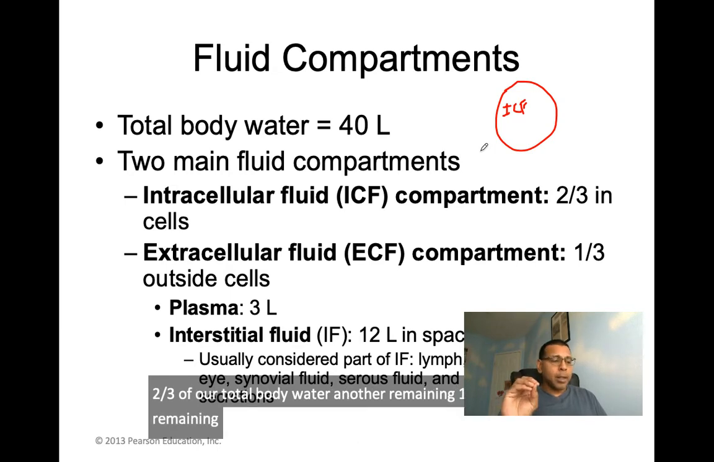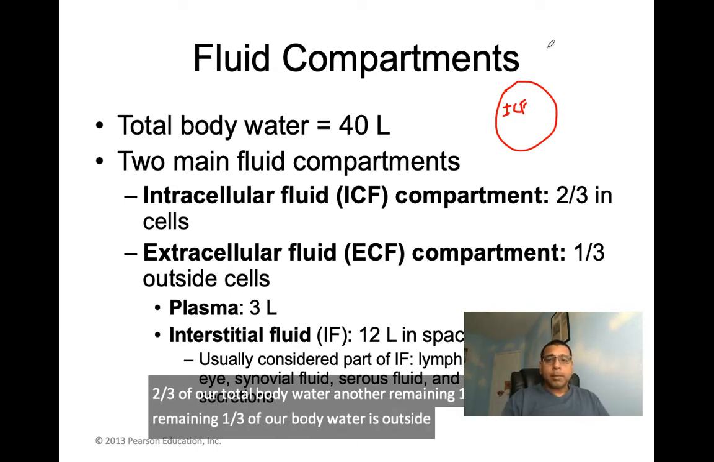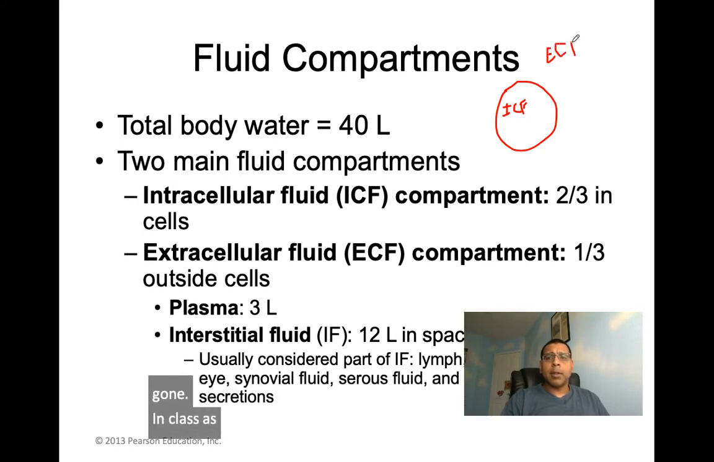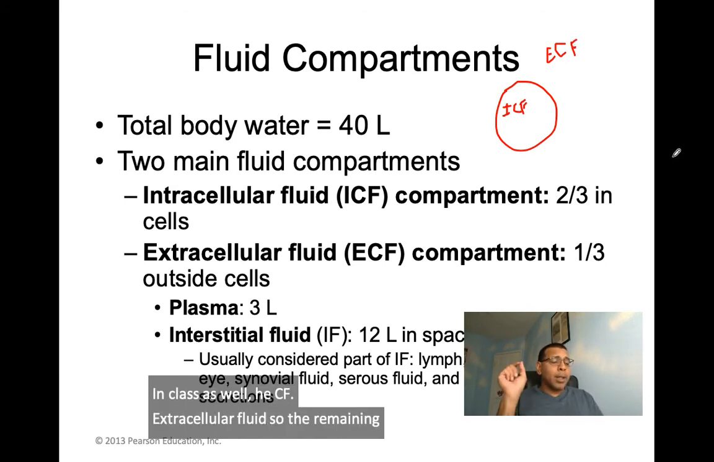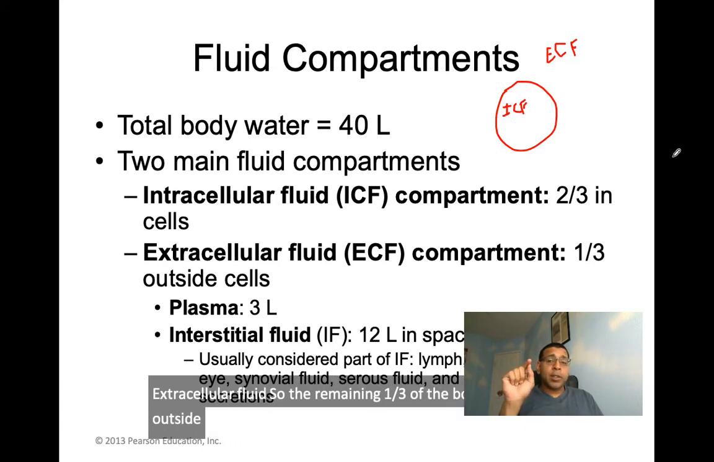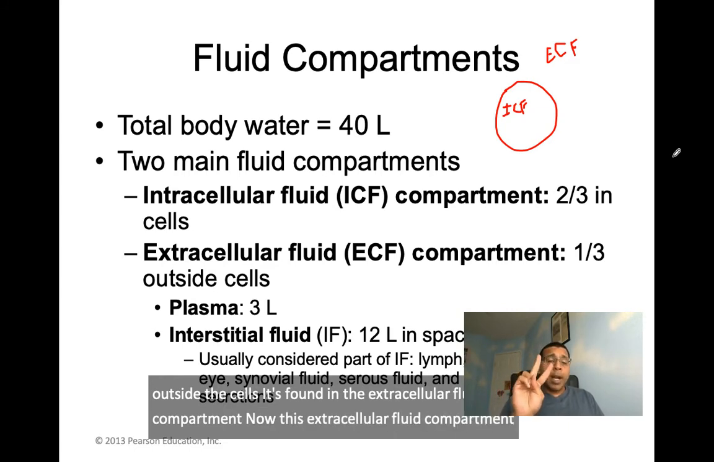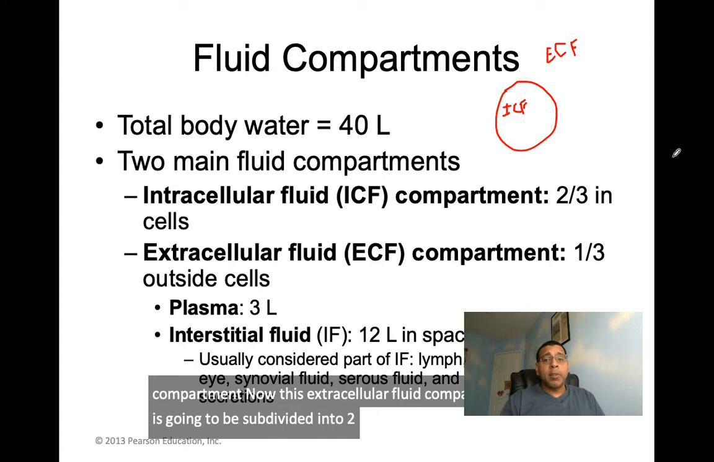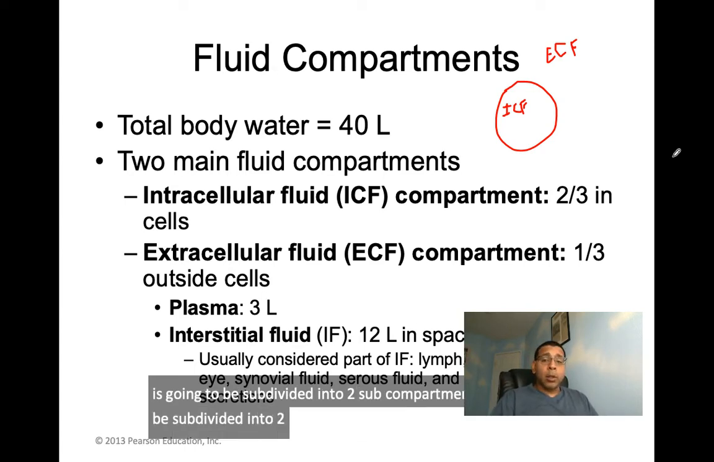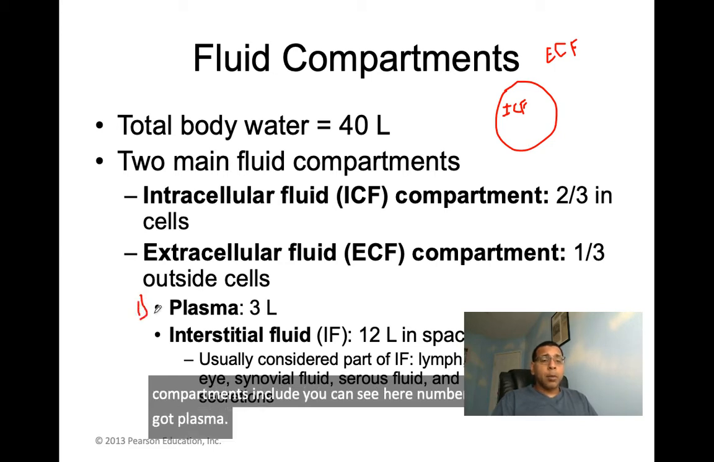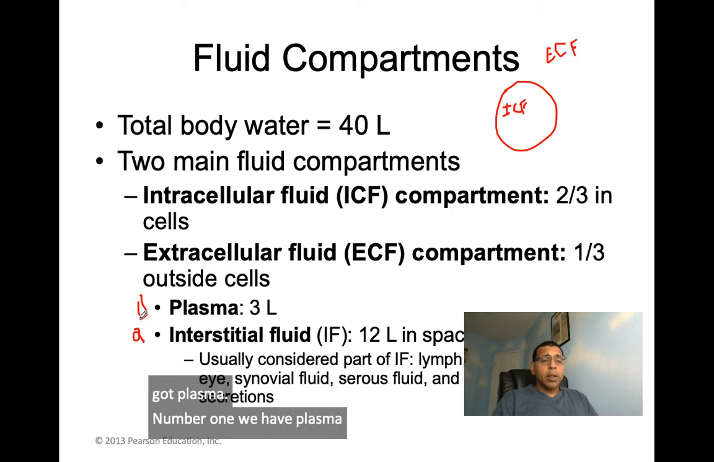Now the remaining 1/3 of our body water is outside the cells, like we've drawn in class as well, the ECF, extracellular fluid. So the remaining 1/3 of the body water is found in the extracellular fluid compartment. Now this extracellular fluid compartment itself is going to be subdivided into two subcompartments. Number one, we have plasma. And number two, we have interstitial fluid.